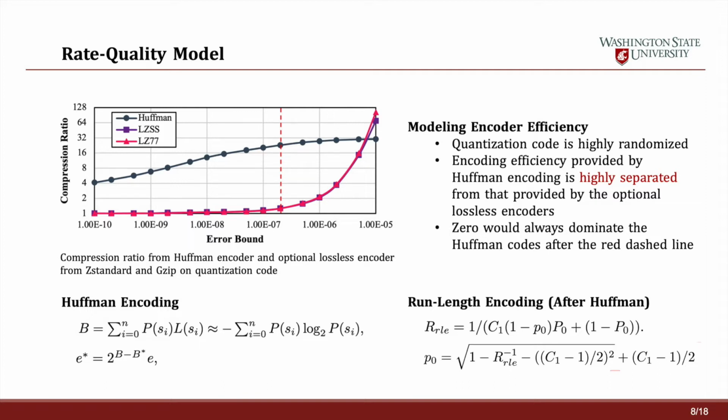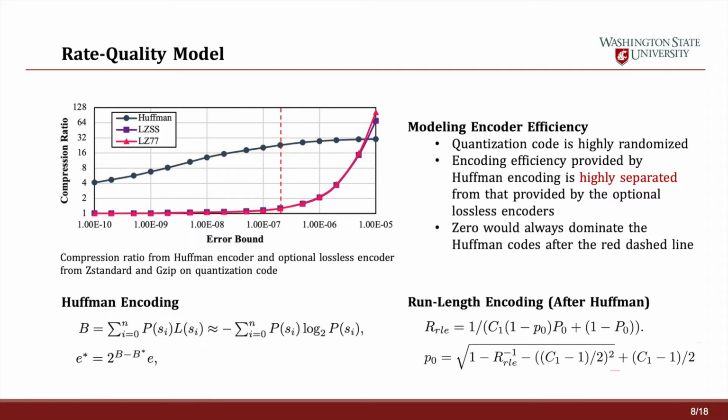Also, we note that after the red dashed line, 0 would dominate the Huffman codes because the prediction error is highly centralized. So when the Huffman encoder reaches its limit, most of the Huffman codes would be 0. That's why we can use run-length encoding to represent all the other lossless encoders after Huffman, to estimate the efficiency of encoding the spatial information. We will demonstrate in the evaluation section that even though we use run-length encoding to represent all the other lossless encoders, the accuracy is still very high.